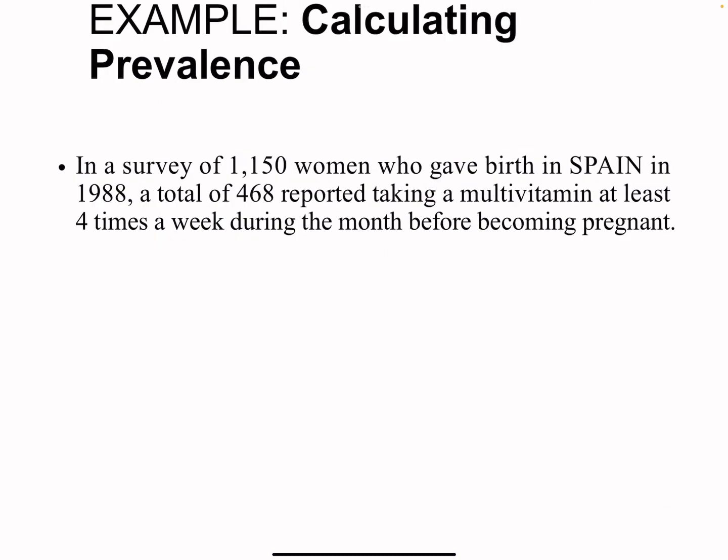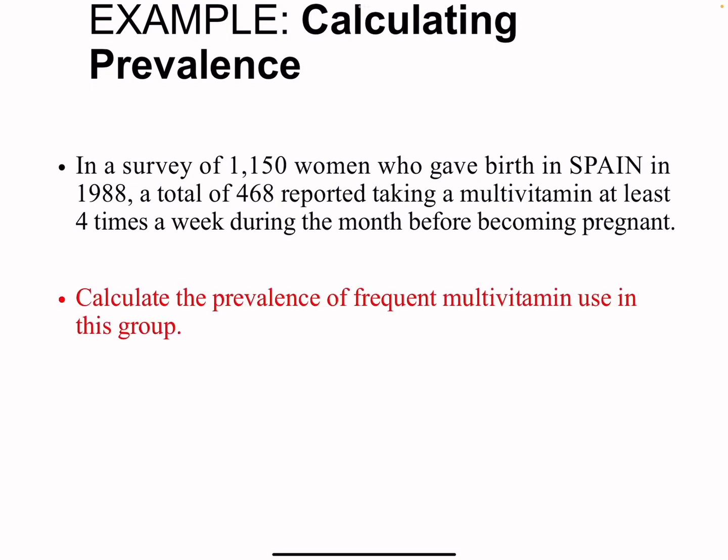How can we calculate the prevalence? Here is an example of a case, we are going to do a calculation. In a survey of 1,150 women who gave birth in Spain in 1988, a total of 468 reported taking multivitamin at least 4 times a week during the month before becoming pregnant. Now we need to calculate the prevalence of frequent multivitamin use in this group.